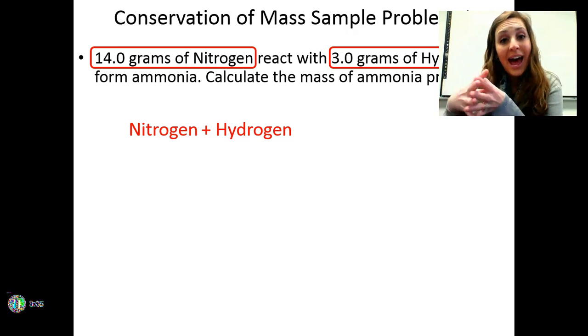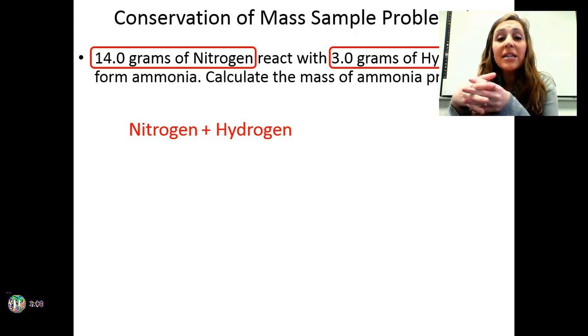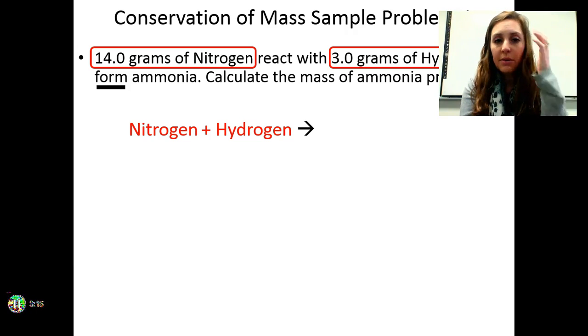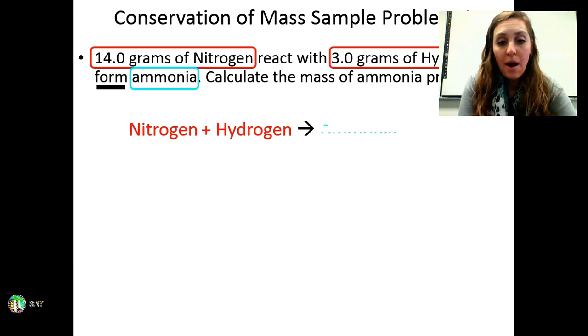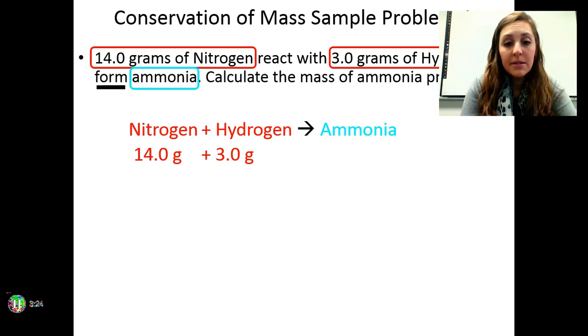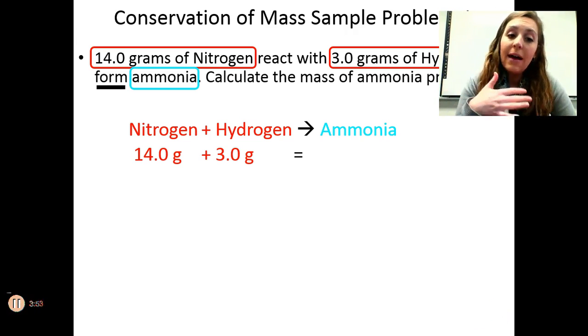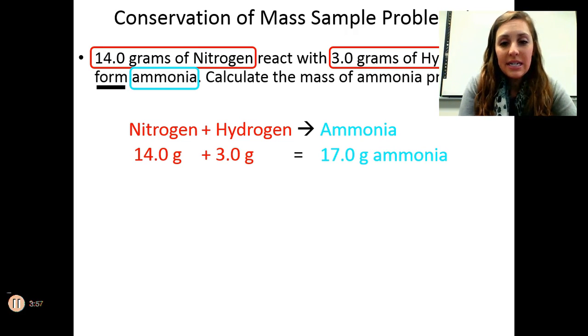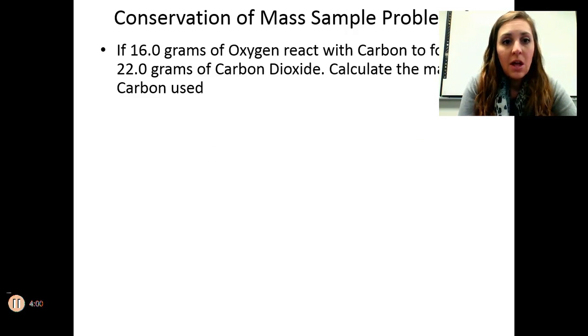The masses of your reactants get added together. You separate that with an equal sign, because it's going to form, so equals, but yields in the written out equation. Ammonia is your product. That's what you get. So when you write this in with your numbers, you've got 14 grams of nitrogen, 3 grams of hydrogen, equals some unknown mass of ammonia. When we add these up, 14 plus 3 gives you 17 grams of ammonia.